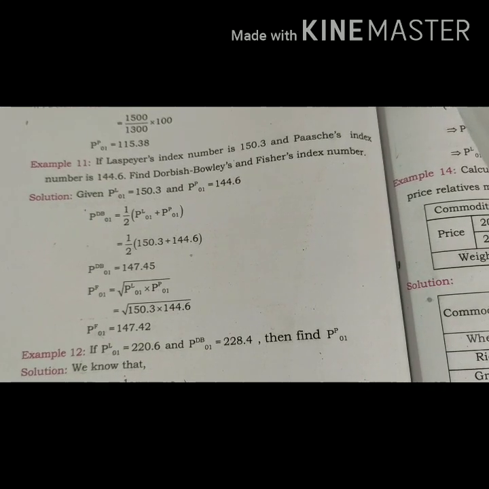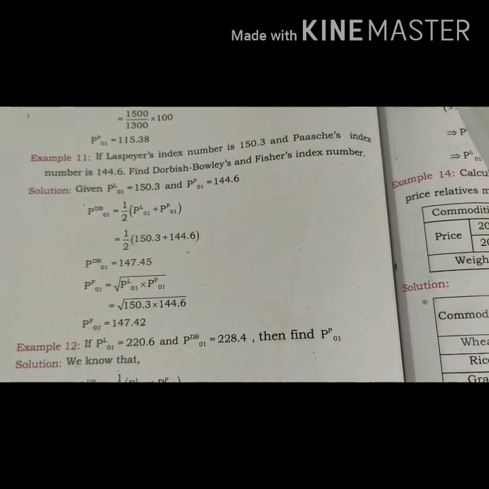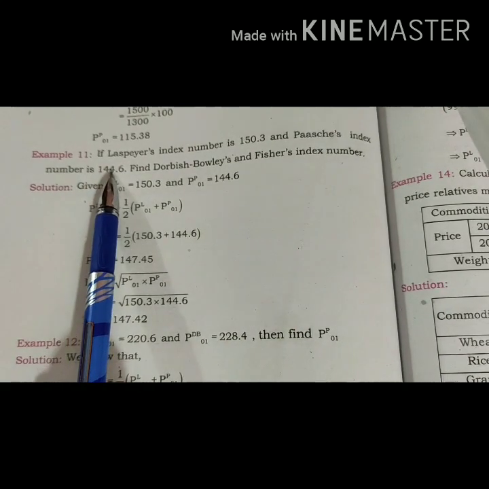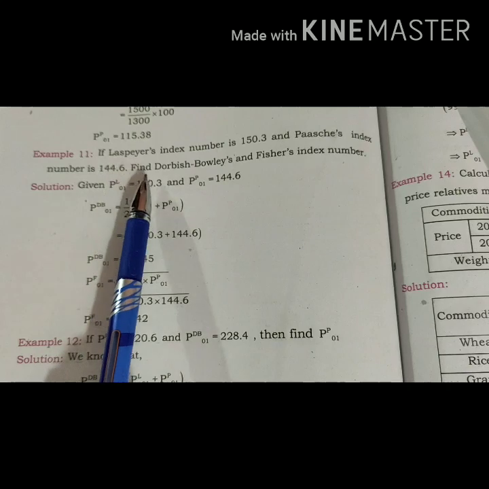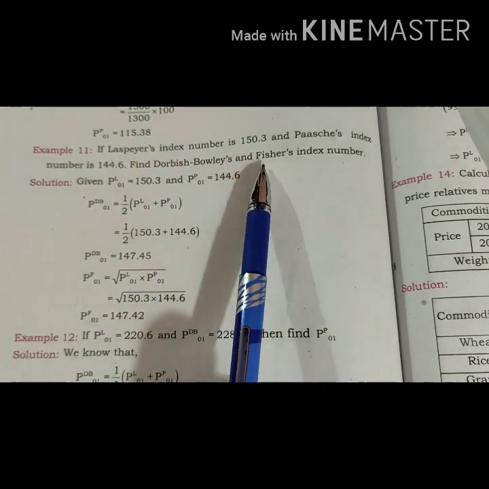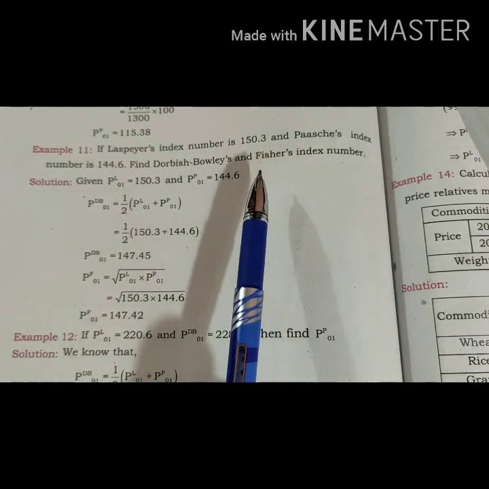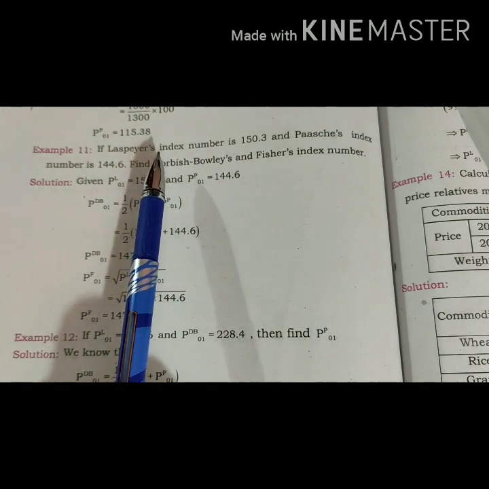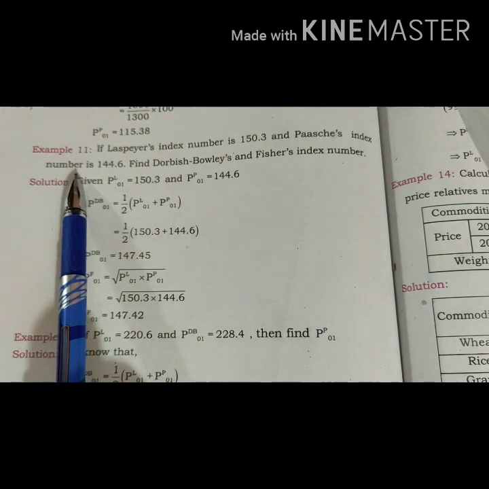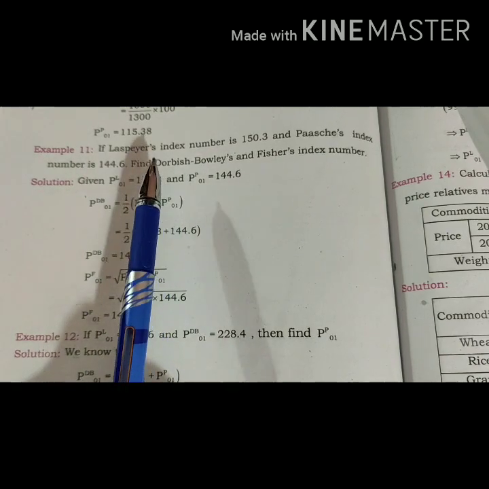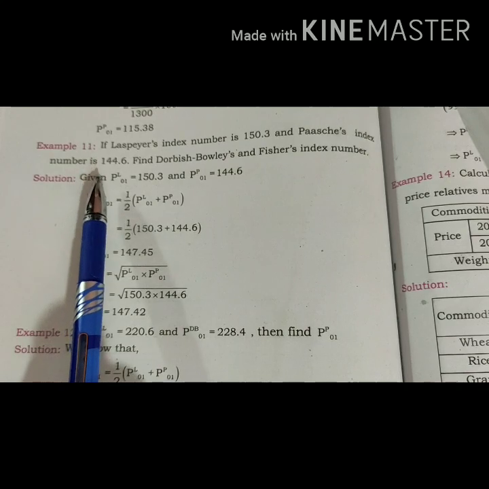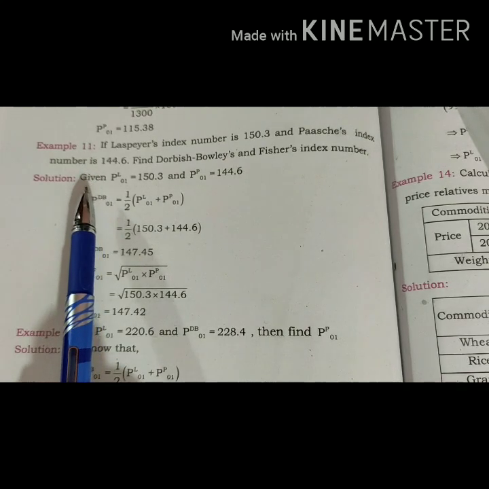Next is example 11. If the Laspeyres index number is 150 and the Paasche index number is 144.6, find Drobish, Bowley's and Fisher's index number. They have given the Laspeyres index and the Paasche index. So we need to calculate Drobish, Bowley's and Fisher's index number. We'll directly move on to the solution.